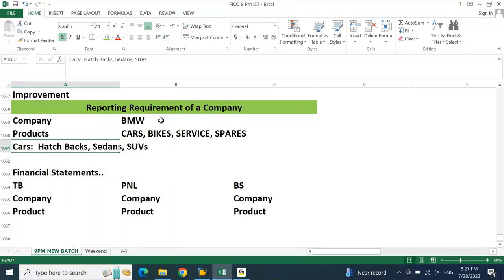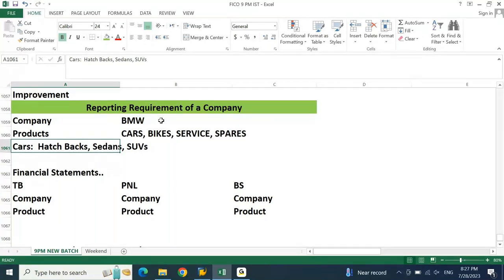Ajay, what is the business area? Actually, there is one more concept called business area. Business area is also used for generating financial statements, but we used it in the older versions like ECC. Now we don't use business area for financial statements.